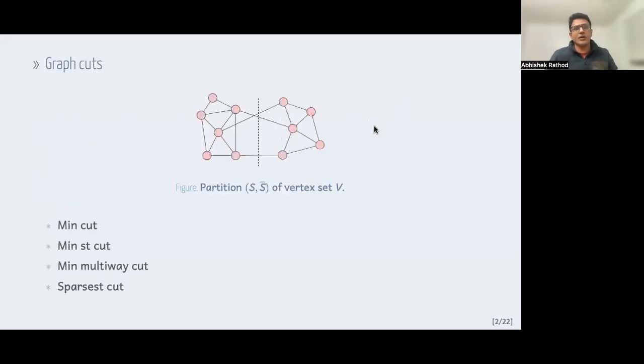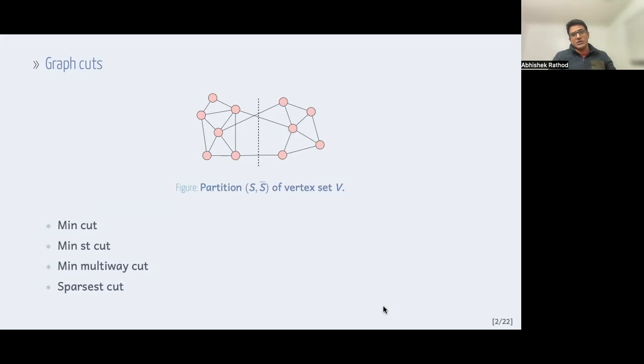So as we all know, graph cuts have a ubiquitous presence in theoretical computer science. Graph cuts have found applications in clustering, shape matching, event segmentation, energy minimization, and so on. Graph cuts also come in various guises like min-cut, min-ST cut, min-multiway cut, sparsest cut, and so on.